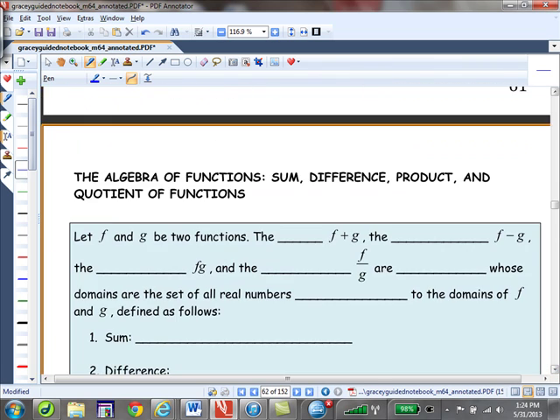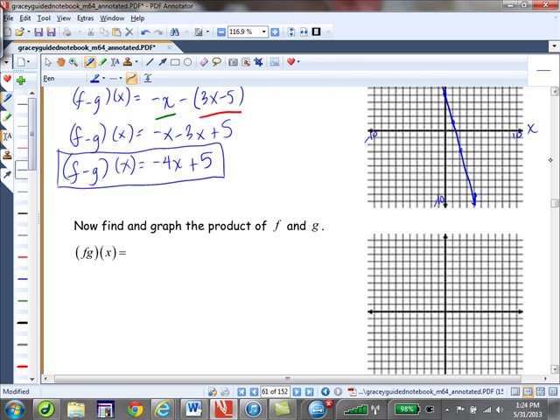And we get the same result for the difference. The domain is all real numbers, which, as you notice, is the overlap of the domains from the original. And the range itself is all real numbers.